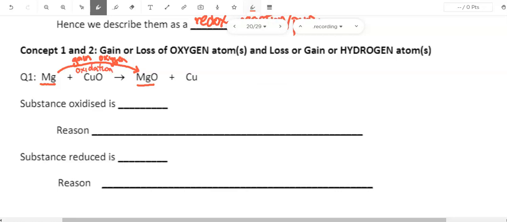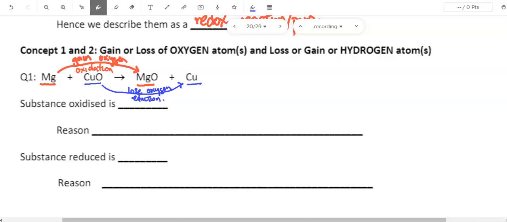Okay, I'm going to use a different color now to show the other element. So CuO to Cu, CuO to Cu. You know that there is a change over here. In this case, CuO to Cu is a loss. They lose oxygen. So when you lose oxygen, this is known as reduction.